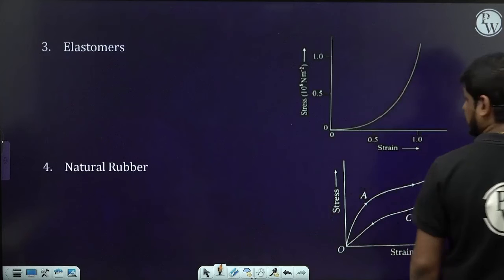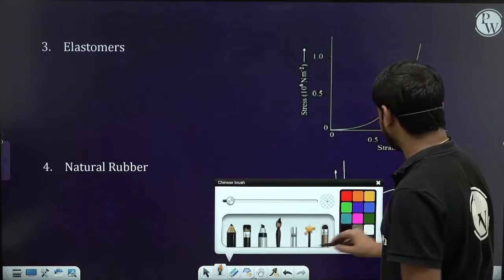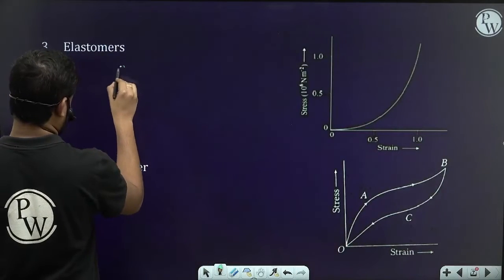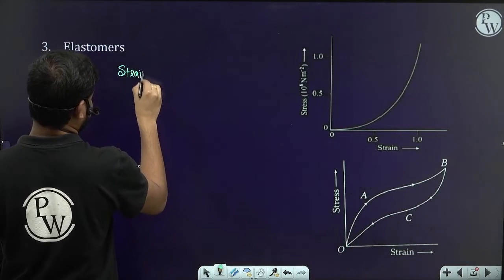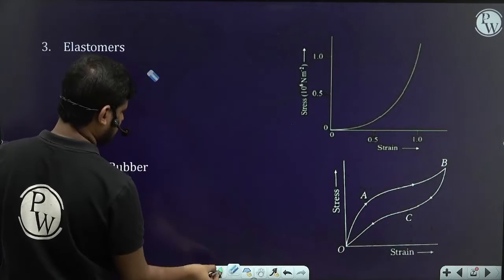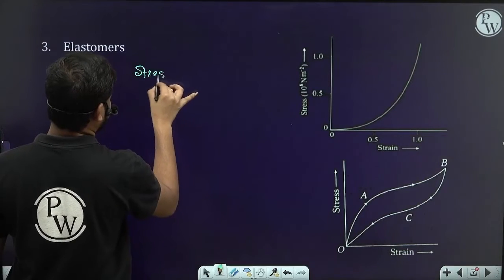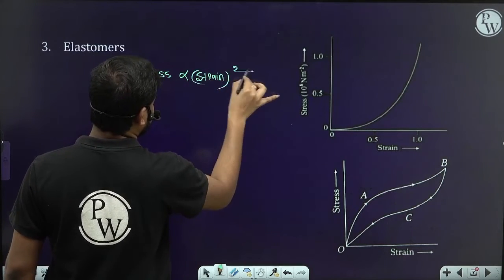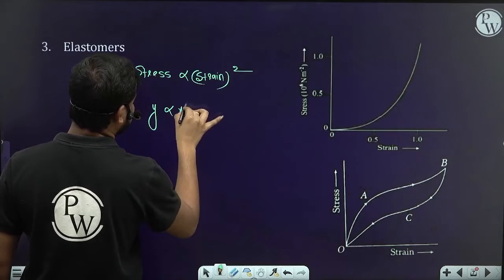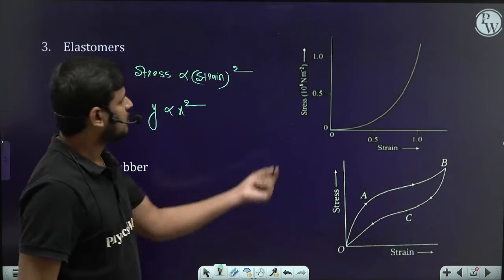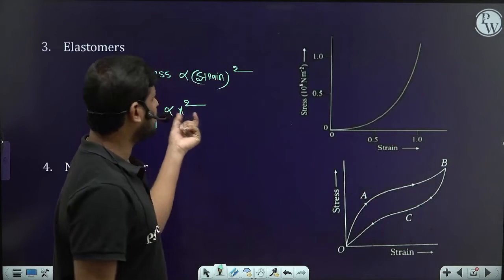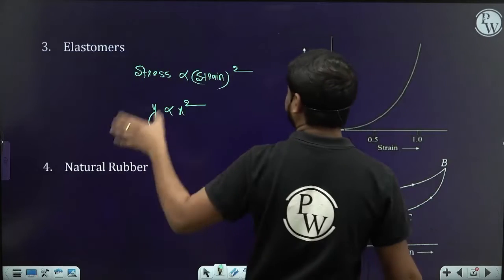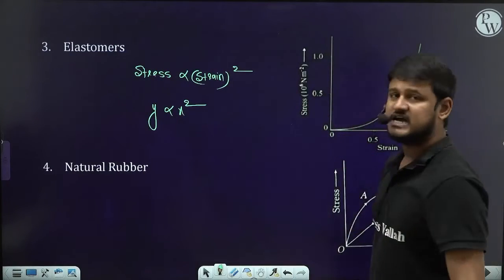So next, the elastomers, where the stress is directly proportional to the strain square. So the stress is directly proportional to the strain square, which is nothing but y is directly proportional to x square. So if you draw a y versus x square graph, it will be somewhat parabolic in shape, right? So like this. The same stress-strain curve you can obtain for the elastomers.